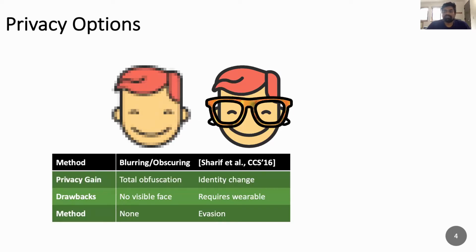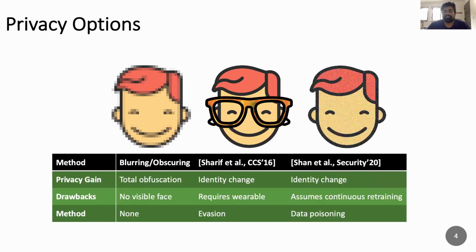While these are more usable than the previous solution, they still require the user to modify their image to include wearables. Additionally, their black box algorithm requires providing their optimization procedure the original facial input whose privacy they wish to preserve. This leaks information about the input. Shan and his colleagues used data poisoning to corrupt the training of facial recognition models. However, this approach assumes that the recognition models are trained on public data and will include the poisoned face image in the training set.